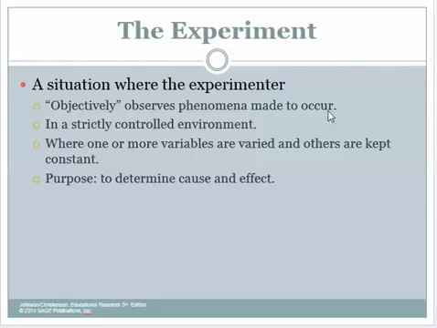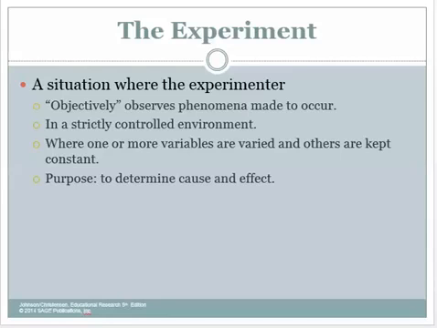But in an experiment, the experimenter is objective. The phenomena occurs, and it occurs in a strictly controlled environment where one or more variables are manipulated. And because the experimenter can come in and manipulate that variable, as long as the experimenter has held the other variables constant and ruled out the extraneous variables, then the experimenter can say that the thing I manipulated caused the outcome.